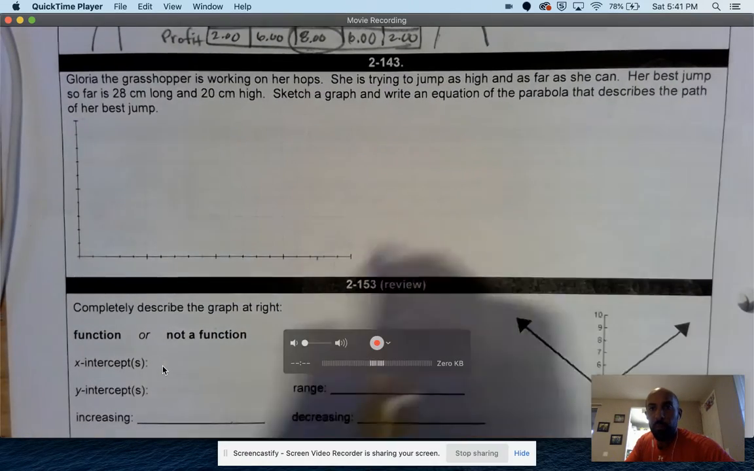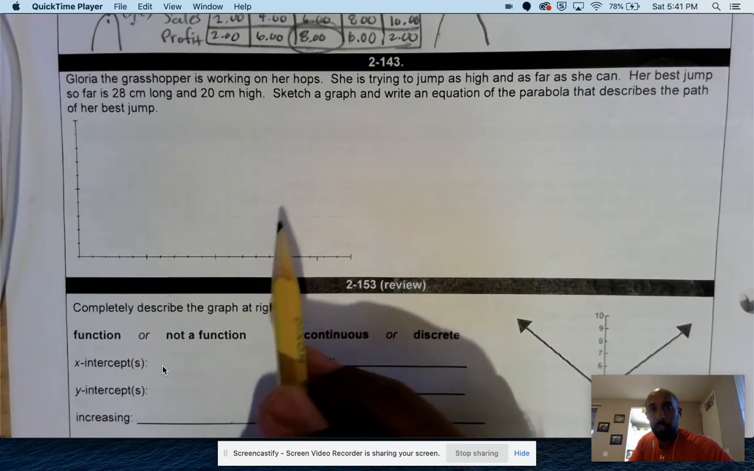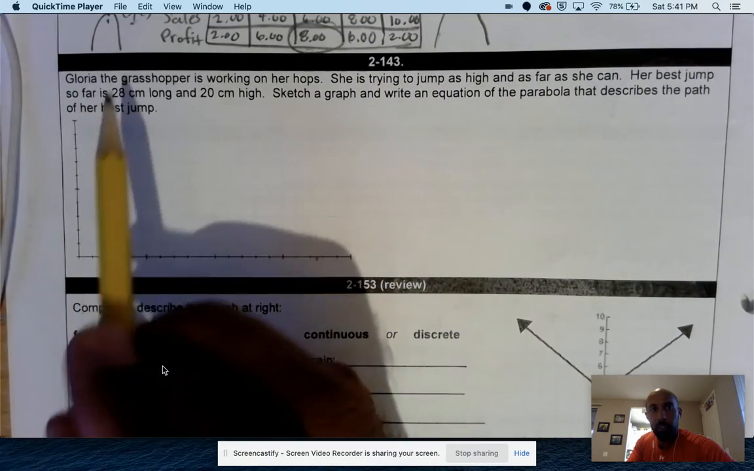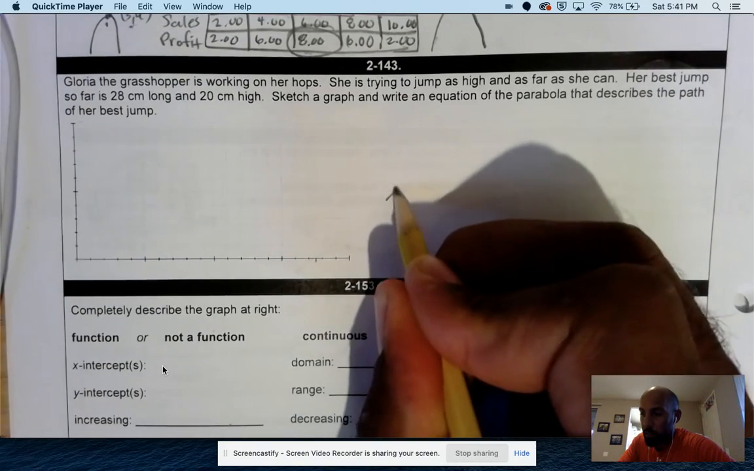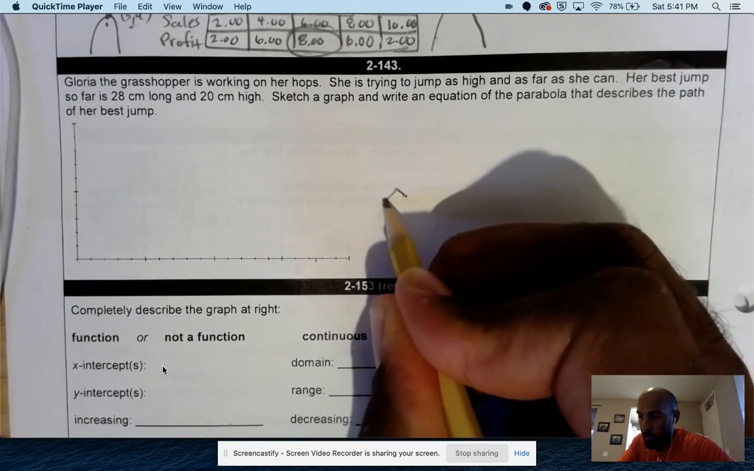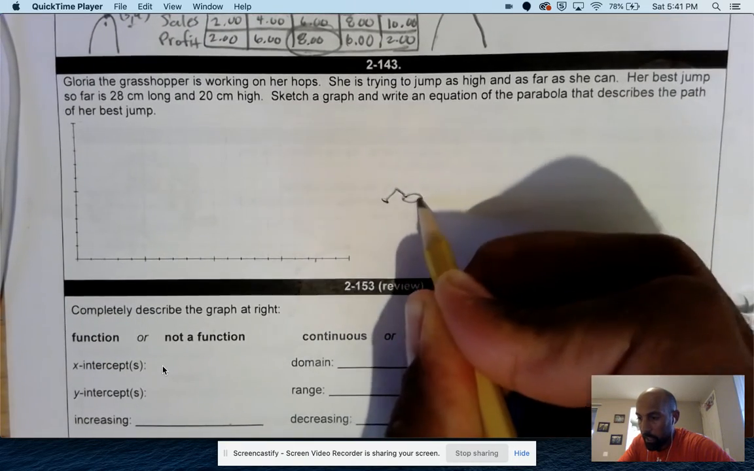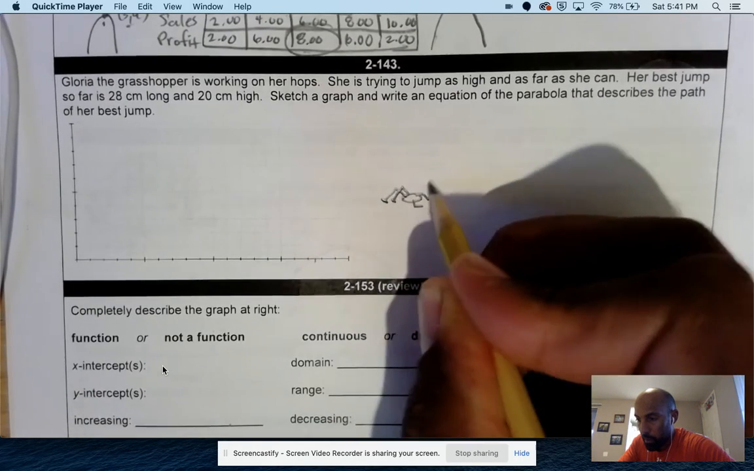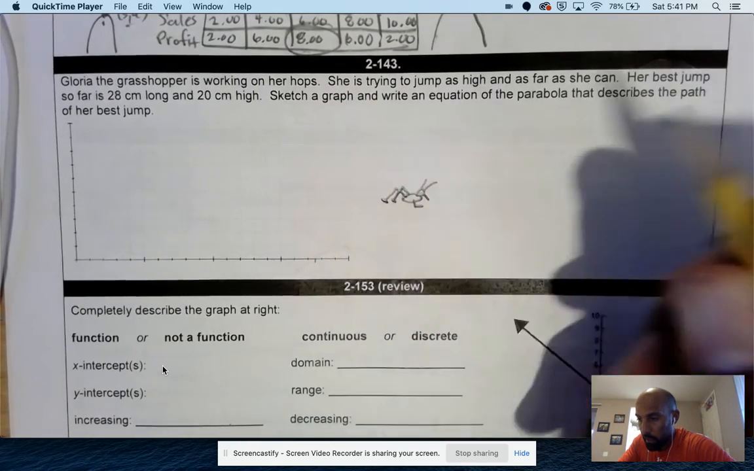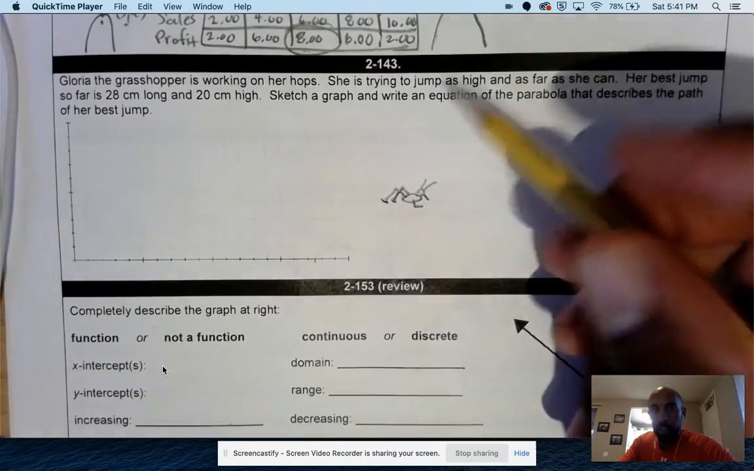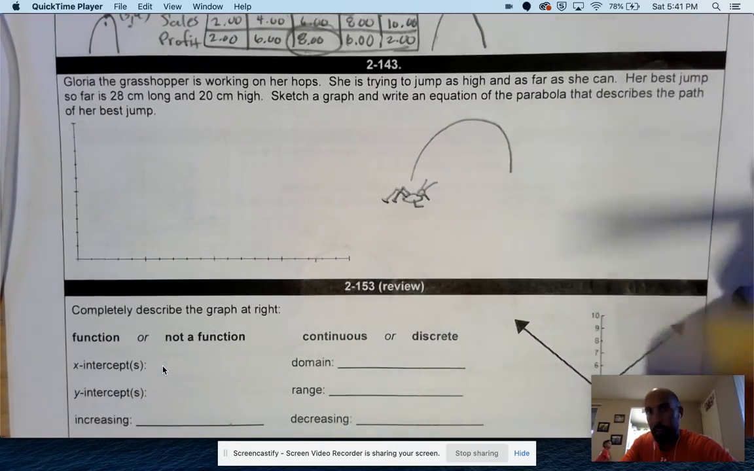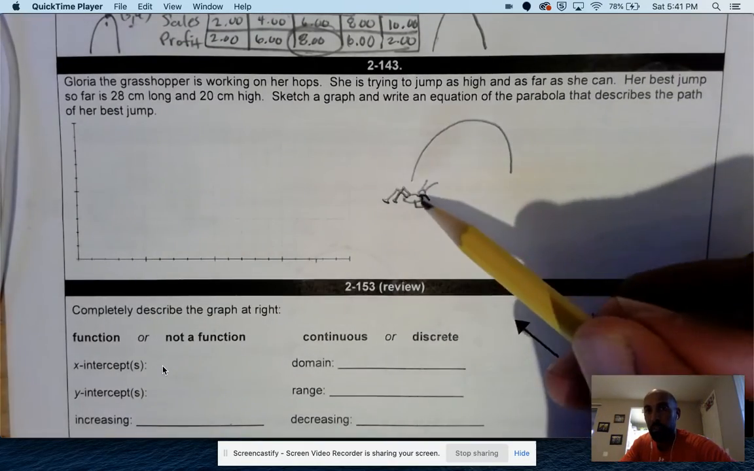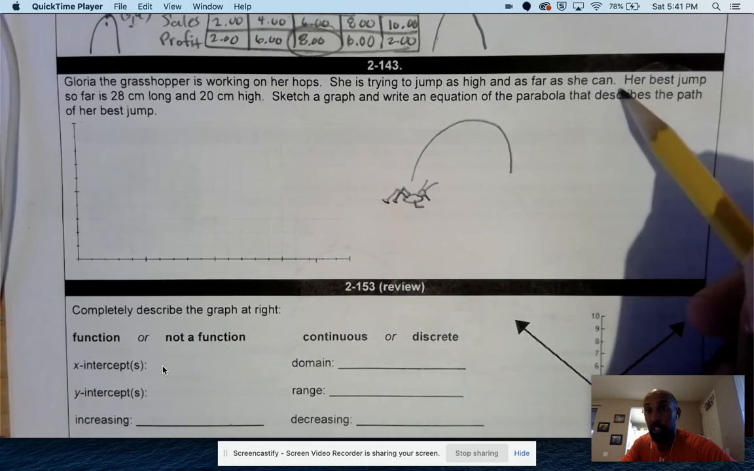Okay, so guys, this one is very similar to the ones I showed you on the first page. We're talking about this grasshopper, right? So here's my little grasshopper. It's got his little legs, here's his little body. I know this is a terrible grasshopper, but that's okay. He's got his little head, his little antennas, right? So he's jumping like that. He's trying to jump as high and as far as he can.